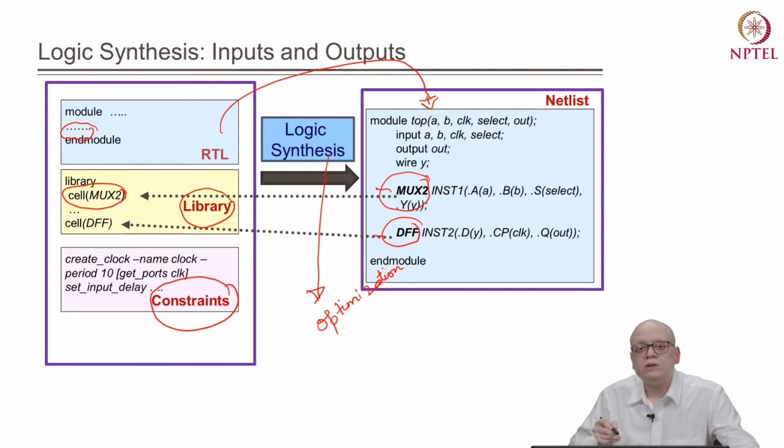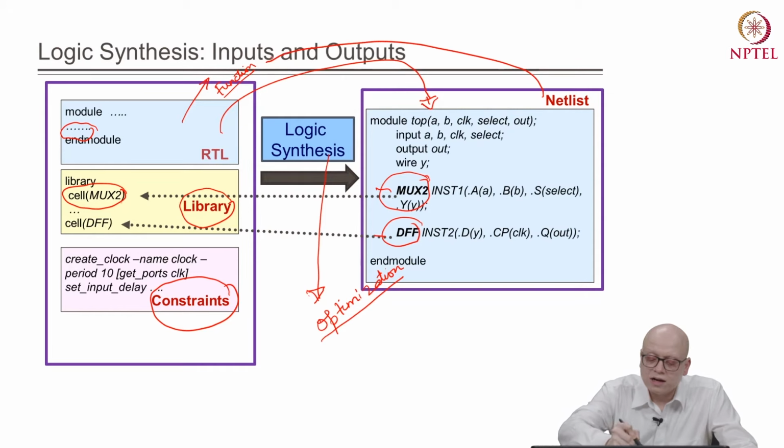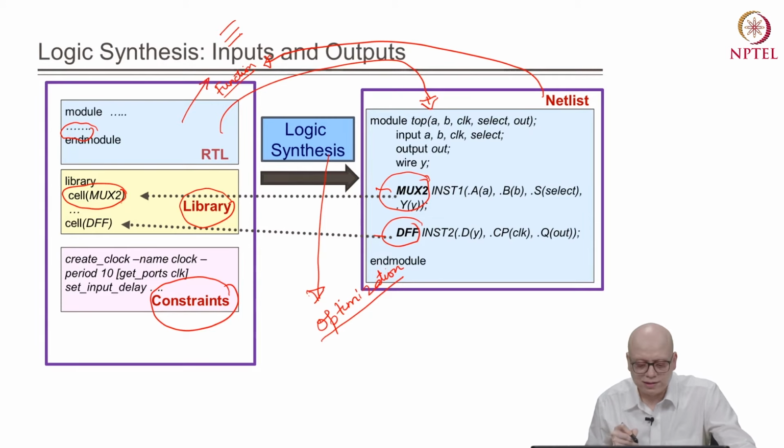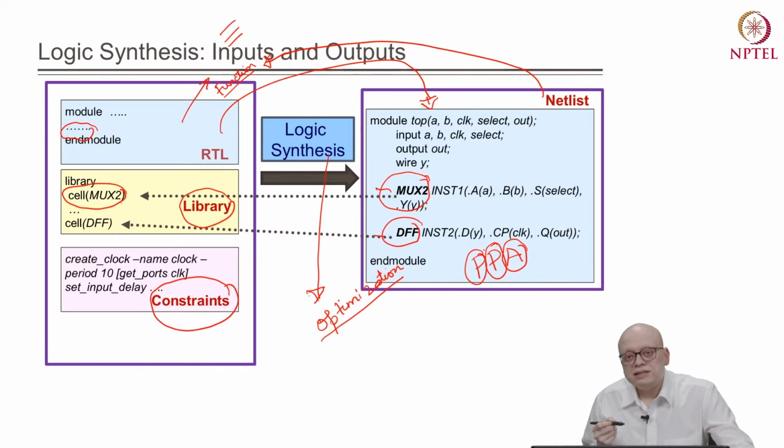What we mean by optimization is how to pick the cells from the libraries and how to connect them so that the functionality of the RTL and of this netlist are both equivalent. And while ensuring the functional equivalence, how to minimize the cost in terms of PPA. If we want to minimize the area or the power, or maximize the performance, the synthesis tool needs to pick the cells from this library appropriately, and this is a challenging task.